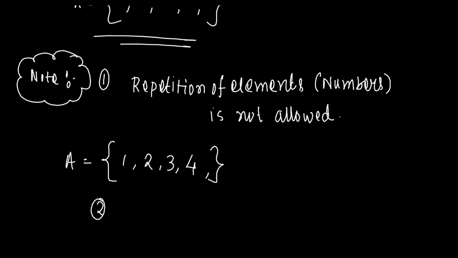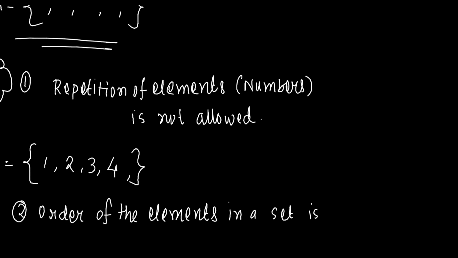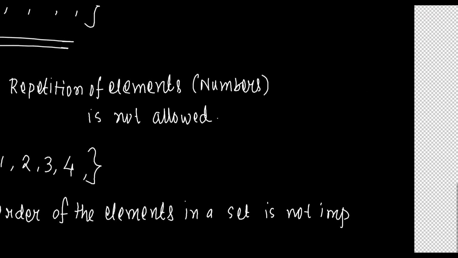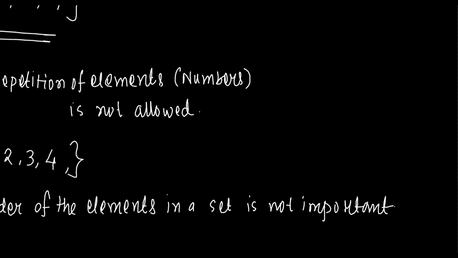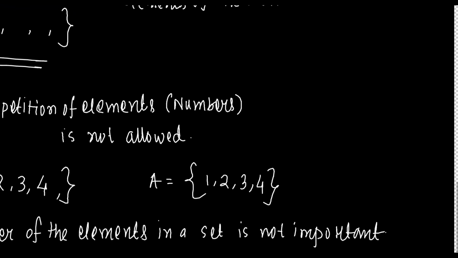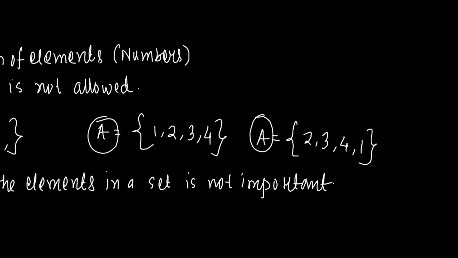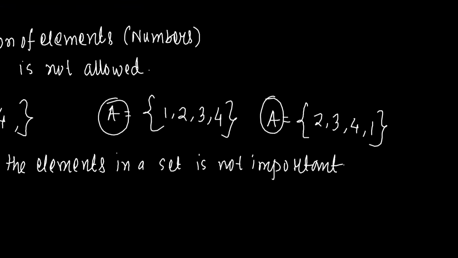And the next point we have written in the definition is that the order of the elements in a set is not important. Suppose I write a set denoted by A as 1, 2, 3, 4. Now if I write this set as 2, 3, 4, 1, this and this set are the same, because the elements are the same, 1, 2, 3, 4. Only the order is different, but in a set there is no such case that the order differs and the set becomes different. So order is not important in a set.